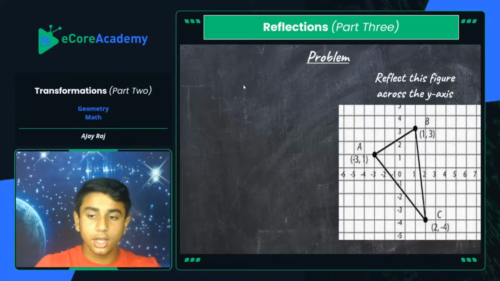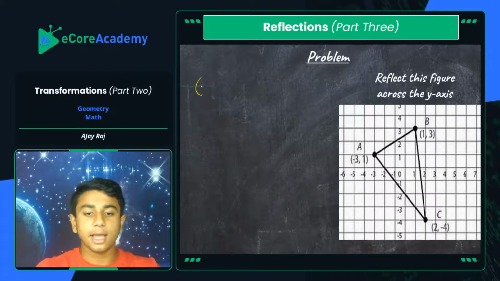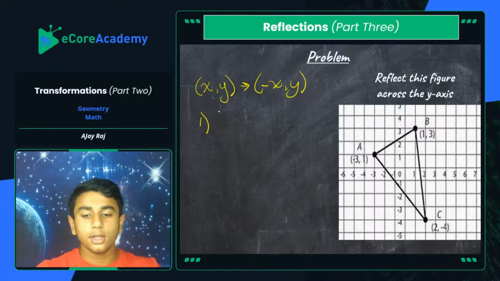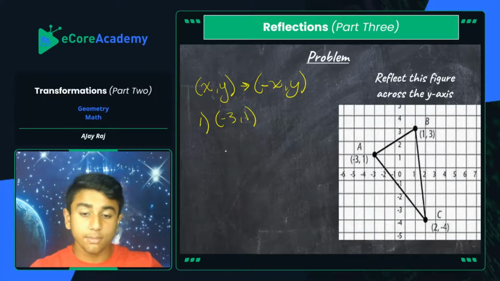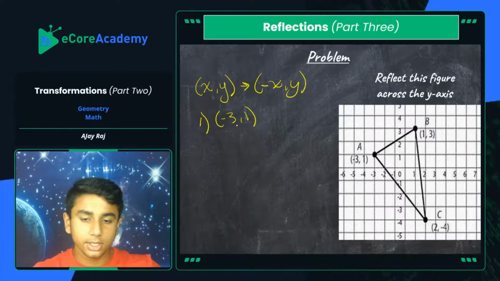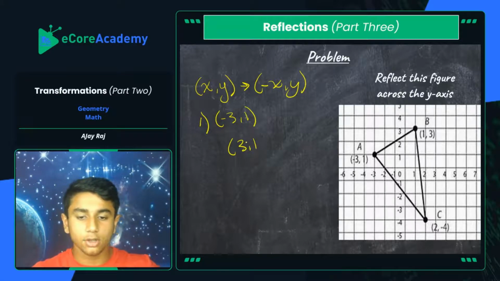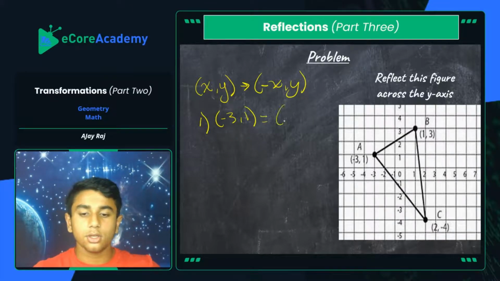A reflection across the y-axis maps the coordinates from x, y to negative x, y. We're just reversing the opposite coordinate given. So if we're looking at our first coordinate, negative 3 comma 1, we're merely going to take the opposite of the x value and keep y the same. So that'll be 3 comma 1. I'll just write that here. Not equals, but moves to.